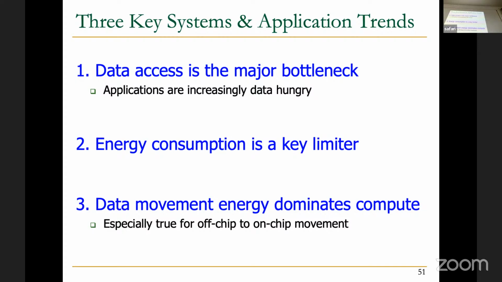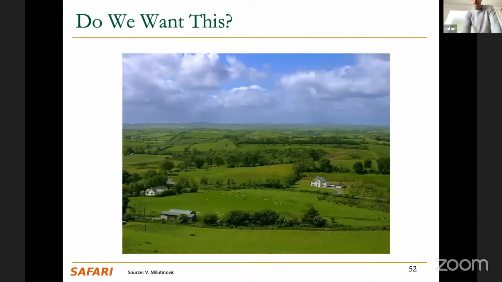Remember this push from applications and workloads that are increasingly data hungry. Energy consumption is a key limiter, and data movement energy dominates compute. And that's especially true for off-chip to on-chip movement. Important, because we want to save energy and we want a more sustainable world.